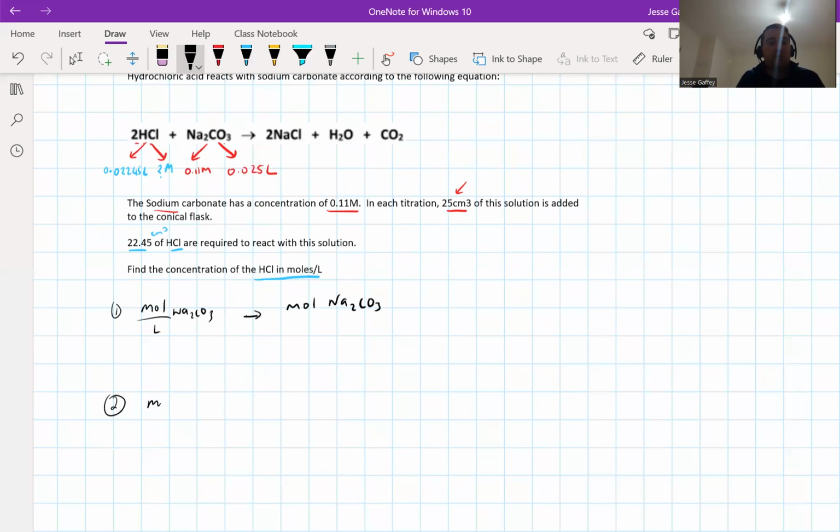Step 2 is to go from moles of Na2CO3 and convert that to moles of HCl. How much HCl did it react with? Good. Now we're nearly there. Pause the video and finish. What's the last step? Okay, so the next step, number 3, is to go from moles of HCl, which we've just found up here, and convert to moles per liter of HCl, or molarity of HCl. What was the volume in liters that it was in?